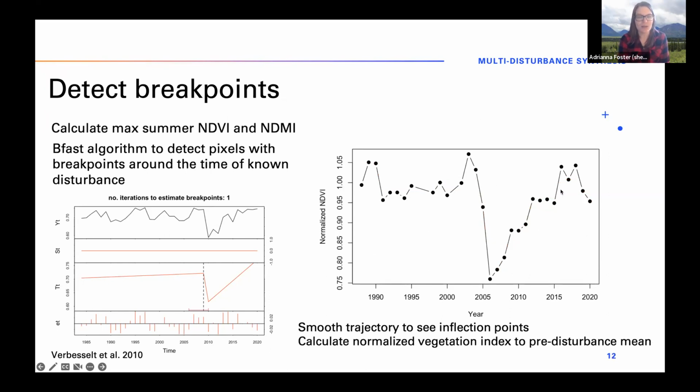We then normalized the vegetation index to the pre-disturbance mean, where the pre-disturbance period was determined by this inflection point. This was done because we're comparing across many different disturbances and many different regions of Alaska and Canada. So it's normalized NDVI, NDVI normalized to the mean before the disturbance. Then we're looking at the relative effect of the disturbance on the vegetation index.